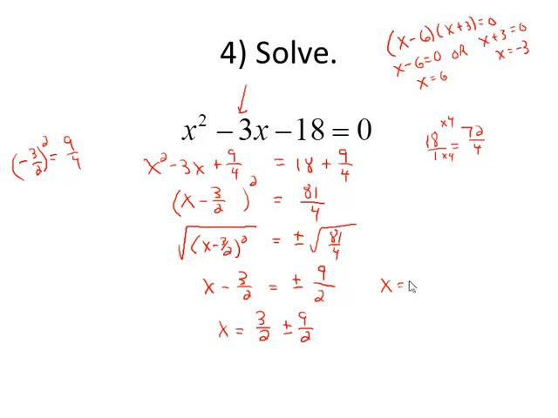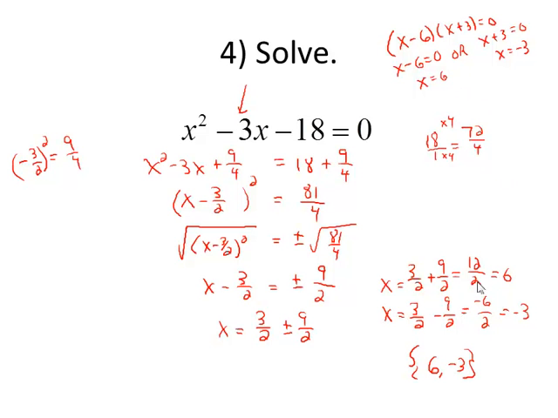Let's see, the first solution, 3/2 plus 9/2 is 12/2, or 6. And 3/2 minus 9/2 is negative 6/2, or negative 3. And notice those are the same solutions that I had at the very beginning without all the hassle.